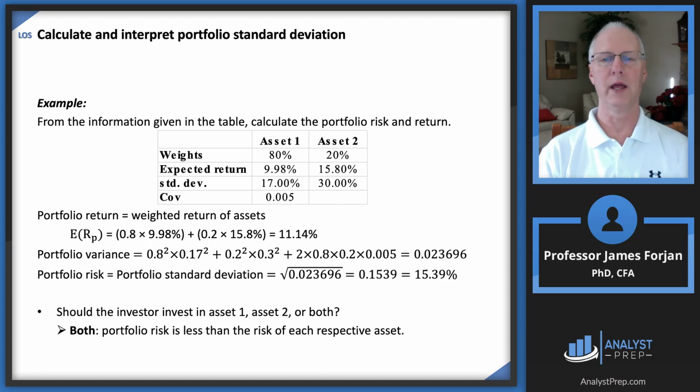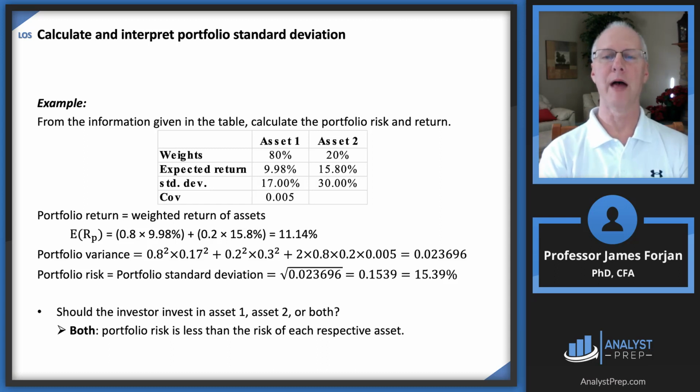All right, let's go ahead and work through a calculation. Here we've got asset 1 and asset 2, 80% in 1, 20% in 2. There's our expected return, almost 10%, almost 16%, and a standard deviation of 17 and a standard deviation of 30, and there's a covariance of 0.005.